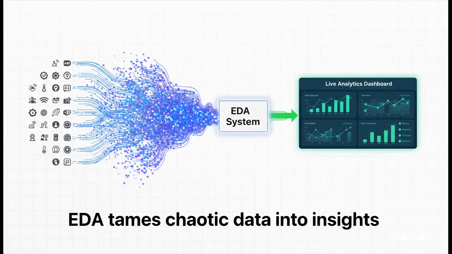And of course, in the world of big data and the Internet of Things, or IoT, EDA is the absolute backbone. Imagine you have thousands of sensors sending data every single second. It's just a fire hose of information. EDA is what tames that chaos. It lets you process all those events simultaneously, power live analytics dashboards, and make decisions in milliseconds, not hours.